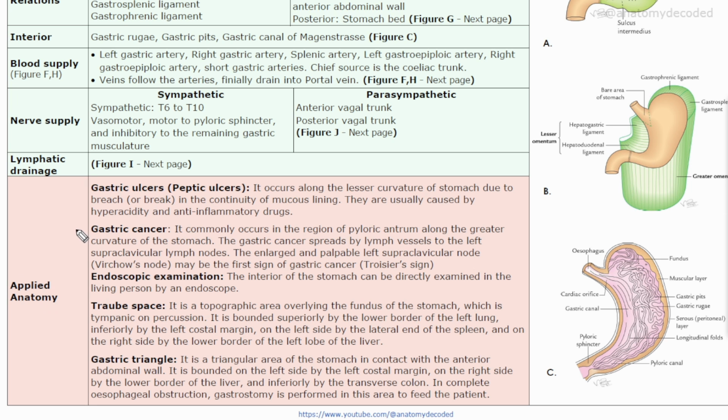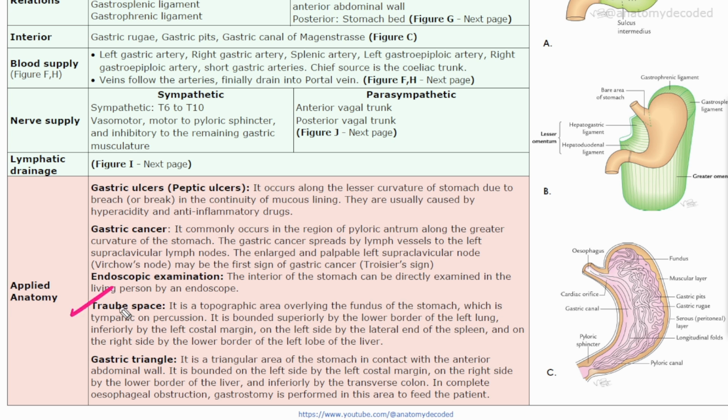Okay. Then gastric cancer, it occurs in the region of pyloric antrum along the greater curvature of the stomach. Okay. Gastric cancer spreads by the lymph vessels to the left supraclavicular lymph nodes. And the enlarged palpable left supraclavicular lymph node is also referred to as Virchow's node, and it is usually the first sign of gastric cancer, also referred to as Troisier's sign. Okay. Then endoscopic examination is done for the interior of the stomach. Okay, it can be directly examined by an endoscope.